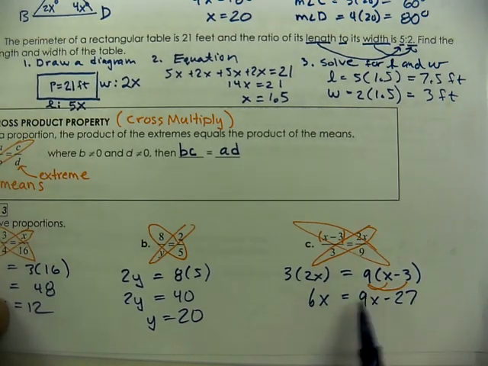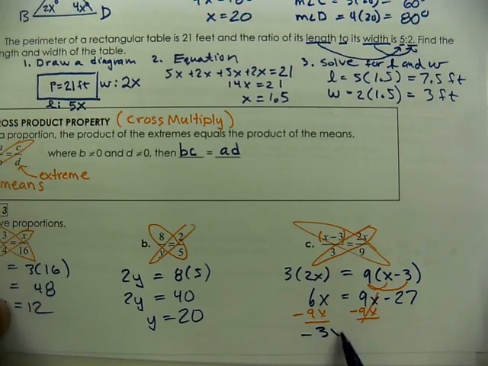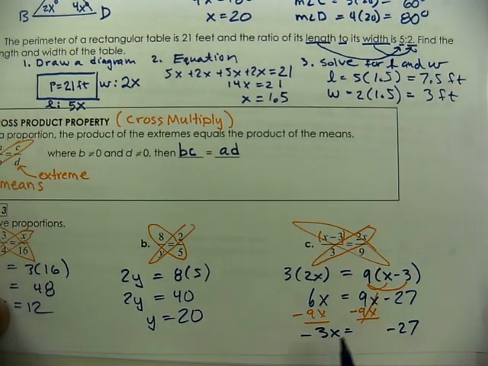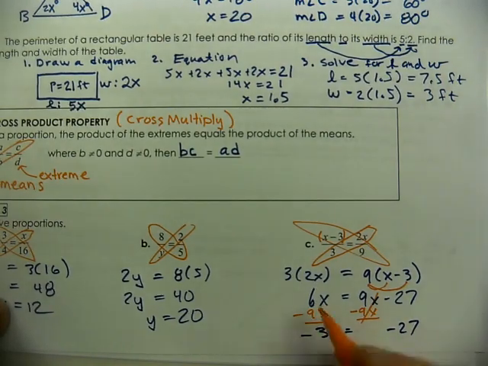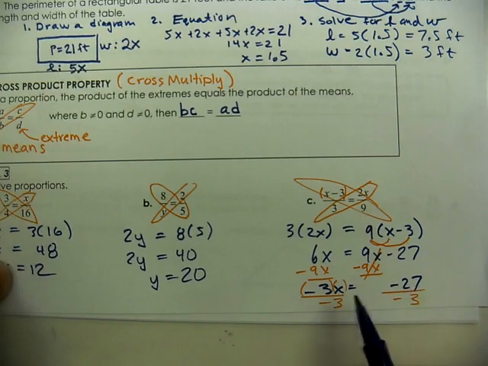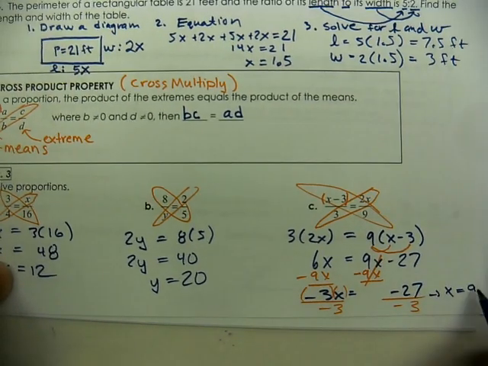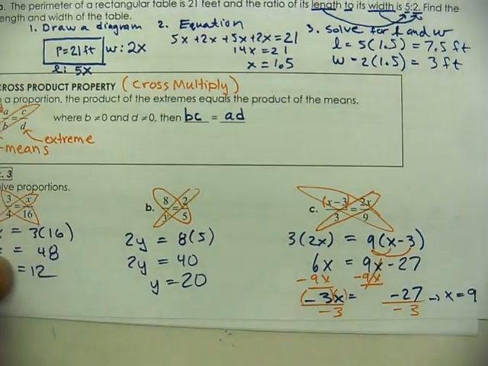So now we have 2 terms of x. I'm going to bring them all to the left side. I'm going to subtract 9x from both sides. So we have a negative 3x equals a negative 27. And then we're going to get x by itself. Since x is currently being multiplied by that negative 3, we need to divide both sides by negative 3. So that'll get us our x by itself, and that gives us an answer of positive 9.